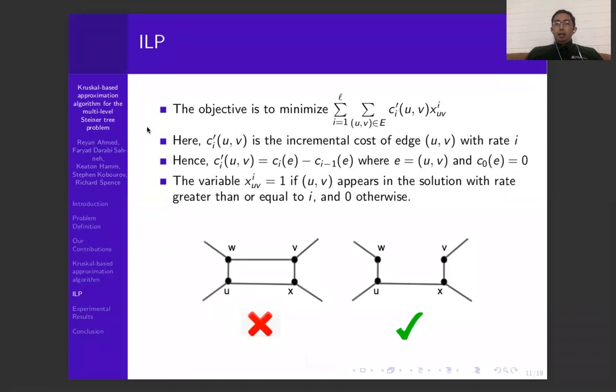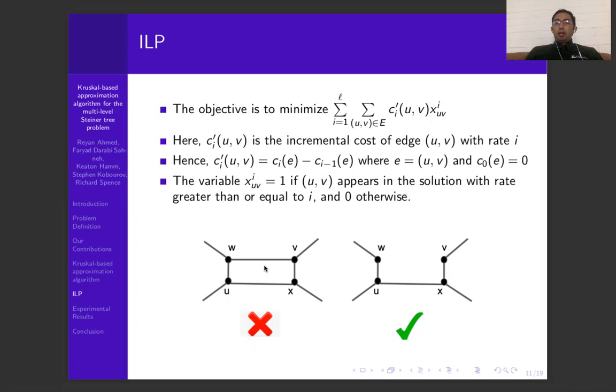Now we talk in detail about all the constraints. The objective is to minimize this summation. Here, c_i' uv is the incremental cost of edge uv with rate i. Hence, c_i' uv is the difference of the cost of edge e with rate i and the cost of the same edge e with rate i minus 1, and c_0 e is equal to 0. The variable x_uv^i is equal to 1 if uv appears in the solution with rate greater than or equal to i and 0 otherwise.